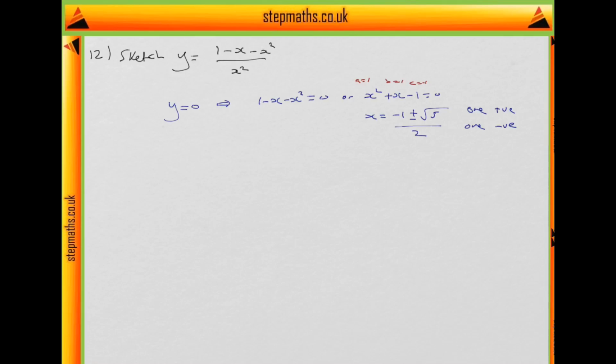Now let's check the stationary points. Let's rewrite y as 1 over x squared minus 1 over x minus 1. So this implies that y prime, dy by dx, is minus 2 over x cubed plus 1 over x squared. So y prime equals 0. Multiplying through by x cubed, we get minus 2 plus x equals 0, or x equals 2. So we have a stationary point at x equals 2.